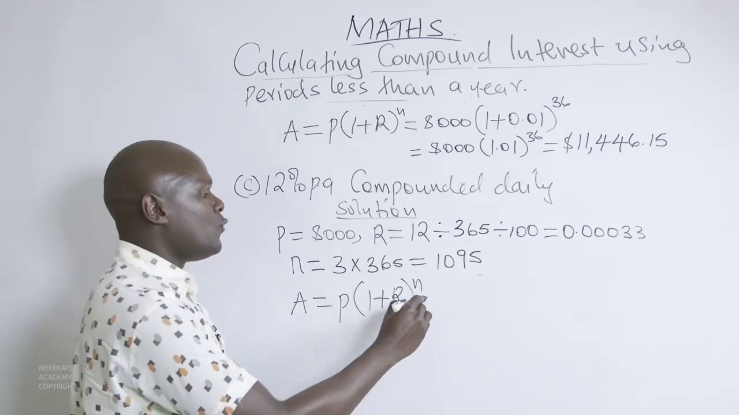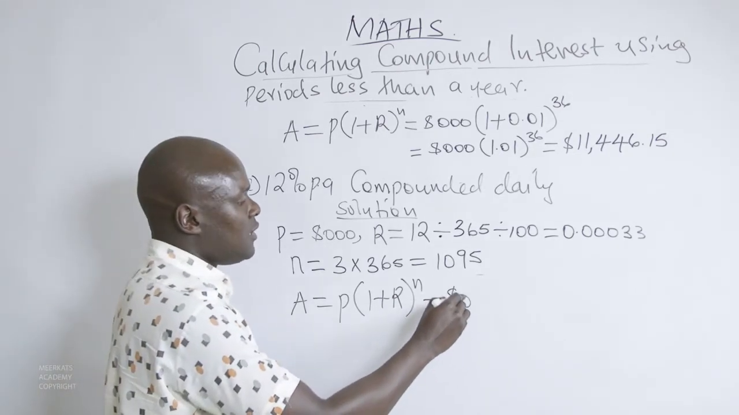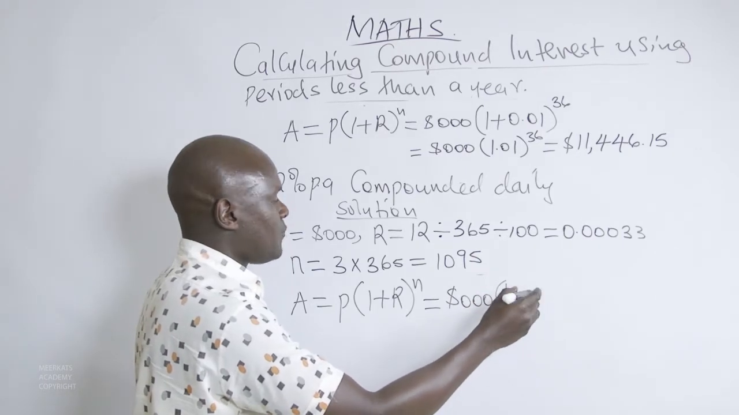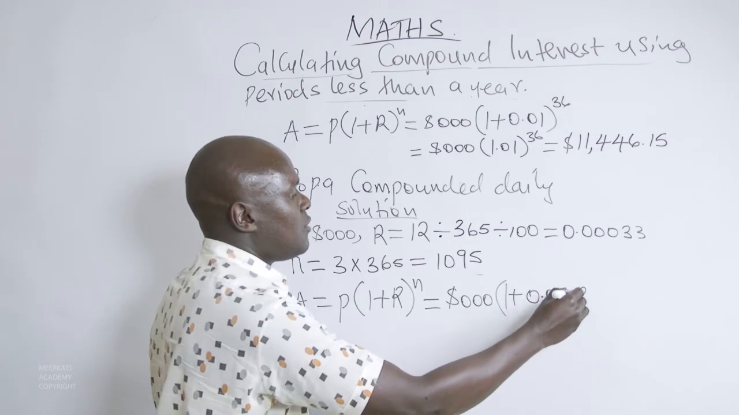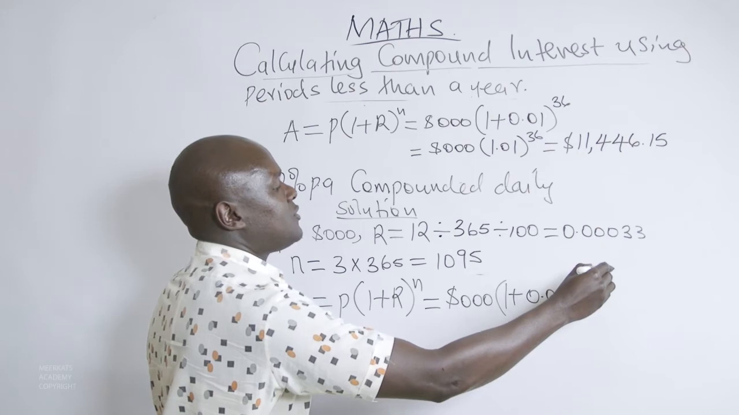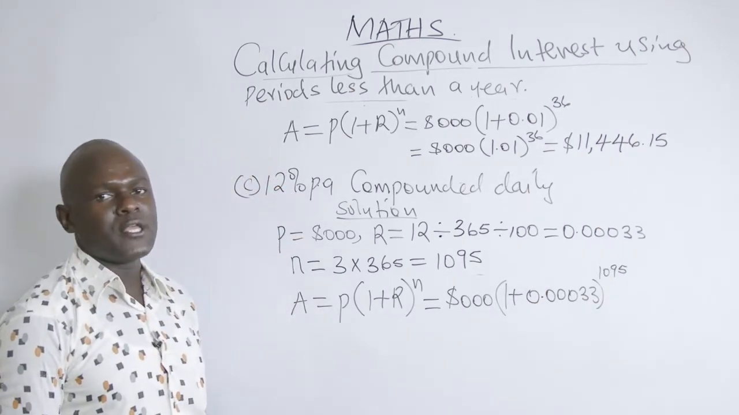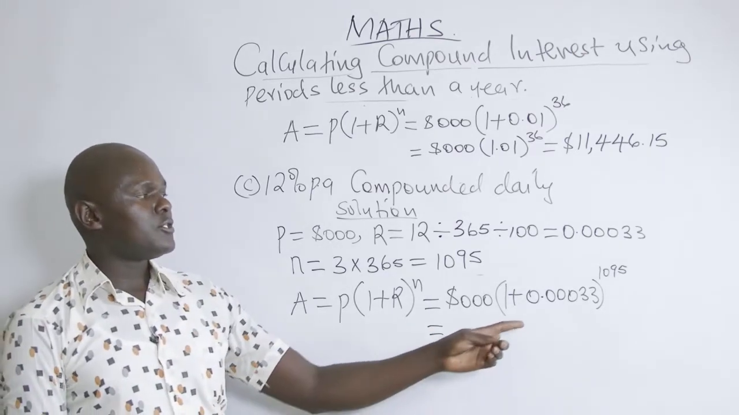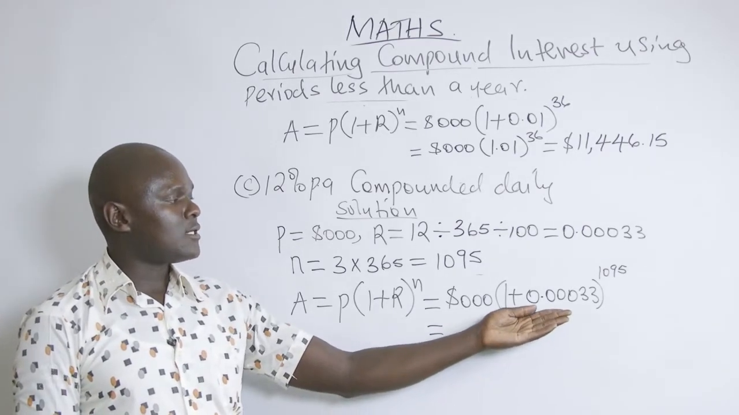After writing it down, we substitute in the values. The principal is $8,000. This will be 1 plus the new rate, 0.00033. Then the number of periods that we have is 1095 periods. If you solve this, I told you, you cannot do this manually. You need to use a calculator to solve the same.